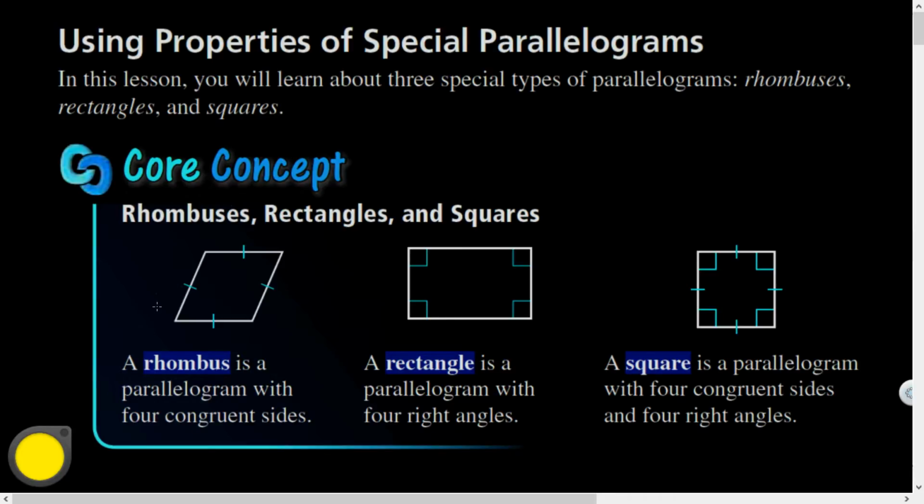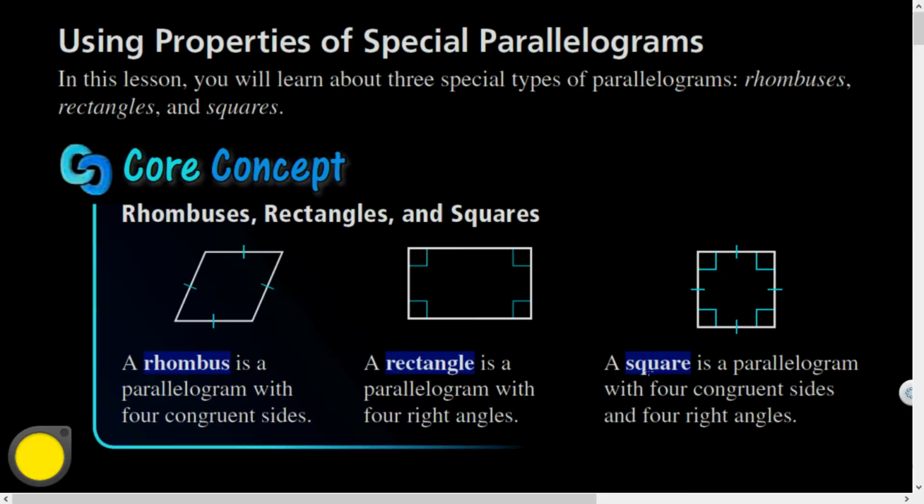So the first thing is rhombus. A rhombus is a parallelogram with 4 congruent sides. All right, so rhombus, call it a diamond, it is still a type of parallelogram. A rectangle, by definition, is a parallelogram with 4 right angles. And now check this out.